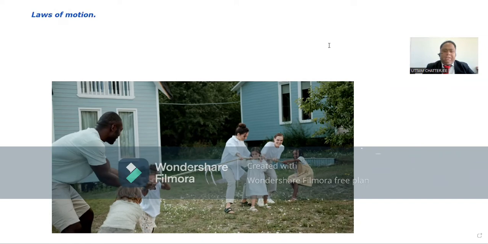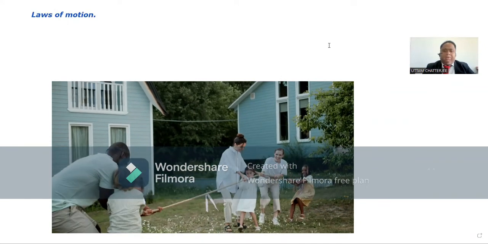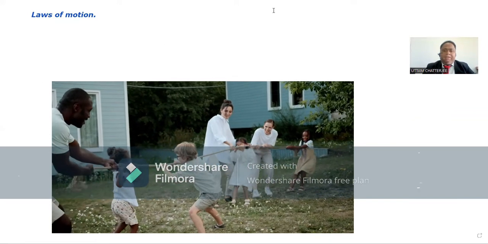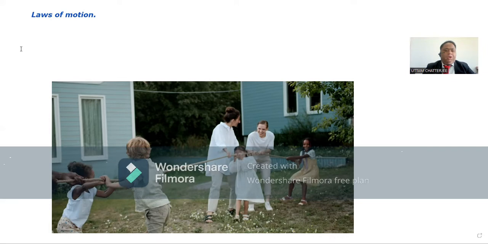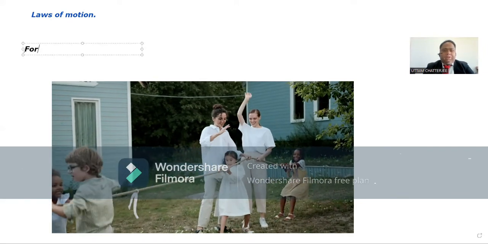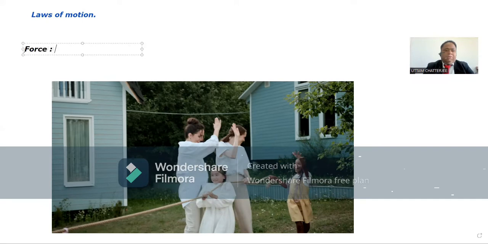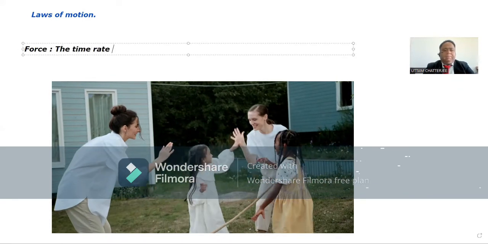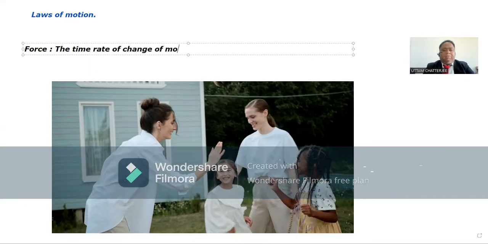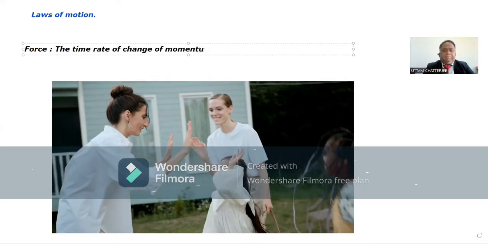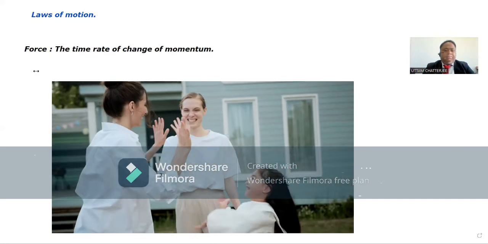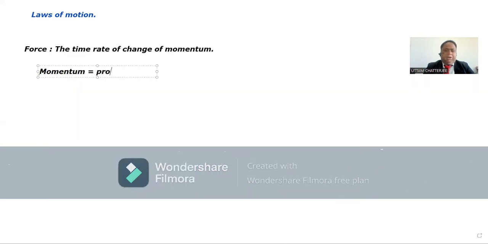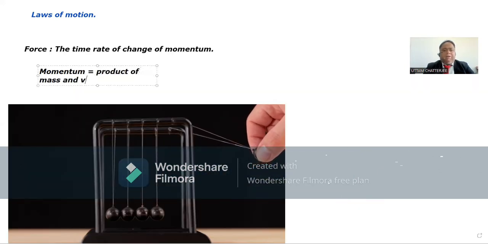So to understand all these concepts, we need to understand what force is at first. In our junior classes, we studied force to be push or pull, but we'll know in more detail what force is. Force is the time rate of change of momentum. Now, what is momentum? Momentum is nothing but the product of mass and velocity.